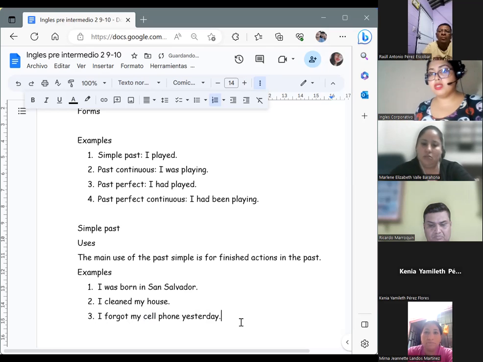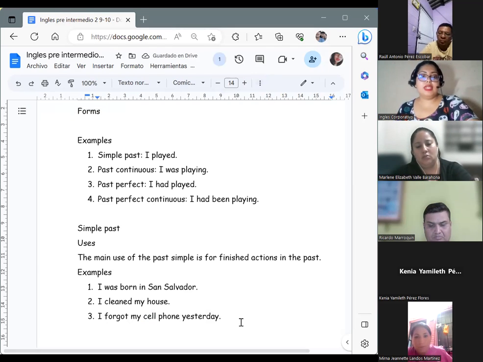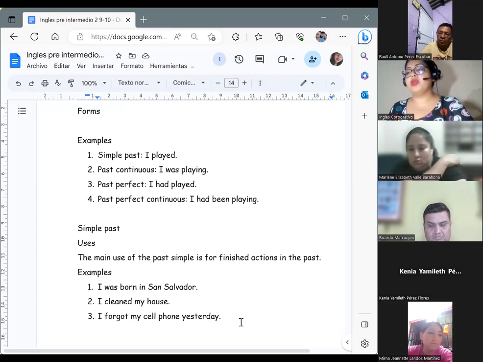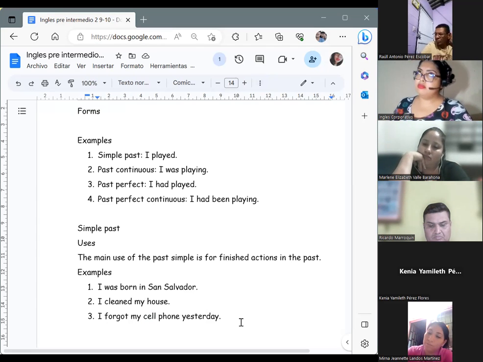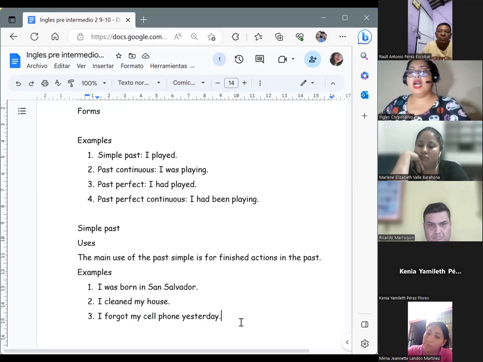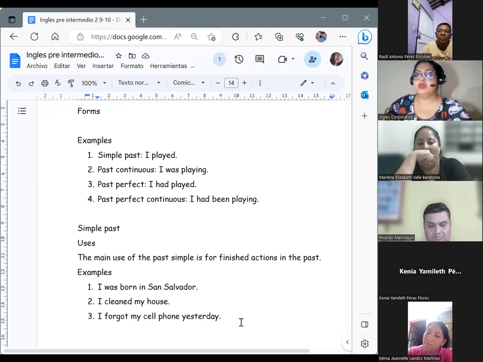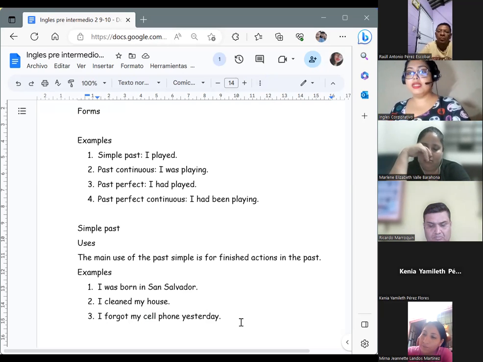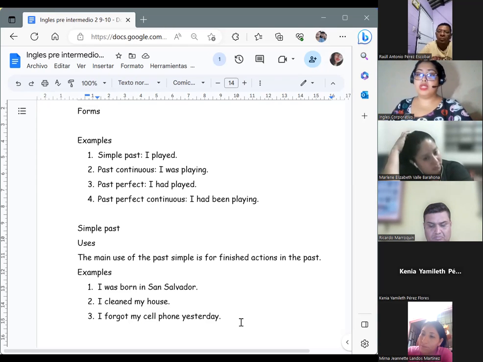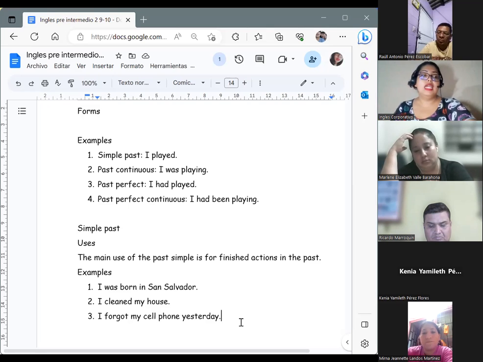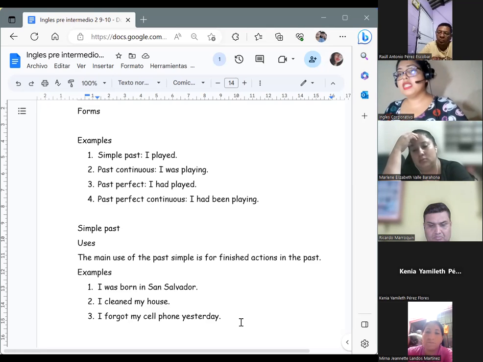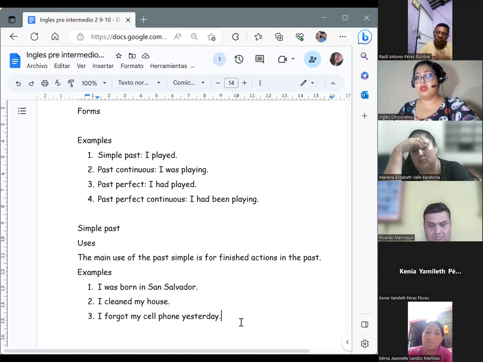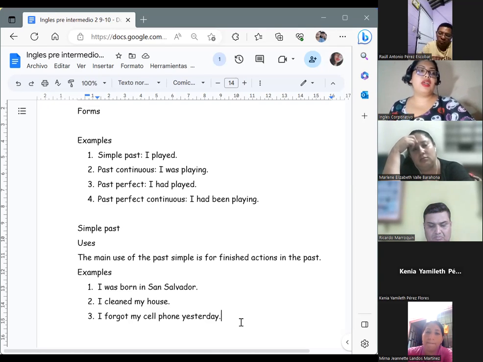Ok, aquí tenemos acciones que ya terminaron en el pasado. En este caso, pues estamos hablando de cosas que tal vez solo pasaron una vez y que ya no pueden volver a pasar, o que, bueno, vamos a tratar de que no vuelvan a pasar. I was born, nací, pues es una sola vez, ¿no? Físicamente, espiritualmente, pues pueden ser muchas. Pero físicamente, pues, solo una, ¿no? I cleaned my house, limpié mi casa. Pero ahora yo ya terminé esa acción y sigo con otra cosa. And the next one, I forgot my cell phone yesterday. Olvidé mi teléfono ayer. Esta acción ya terminó. We can use it with a finished time phrase like the ones that we are going to see.